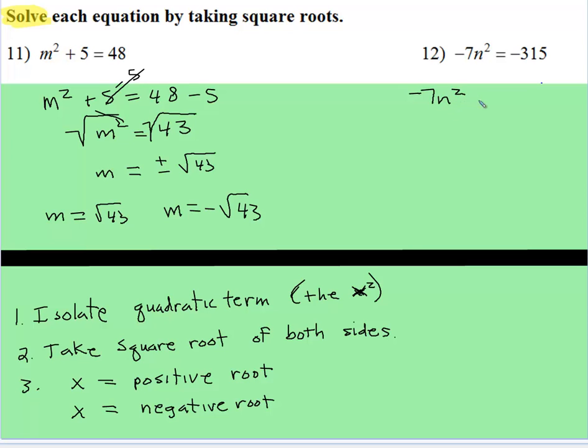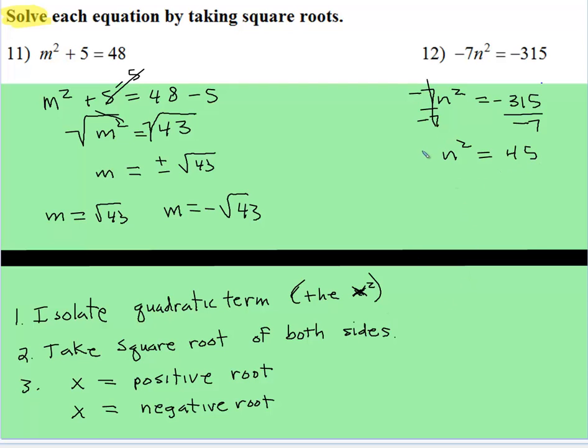And on number 12, I'll rewrite that. Negative 7n squared is equal to negative 315. Well, n squared is attached by multiplication, so I'm going to divide both sides by negative 7. Those cancel. Now we have n squared is equal, well, negative divided by negative is a positive, so that's good. And 7 goes into 315, let's see, 45 times.